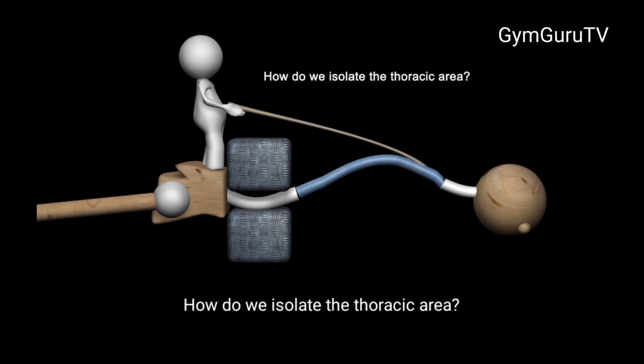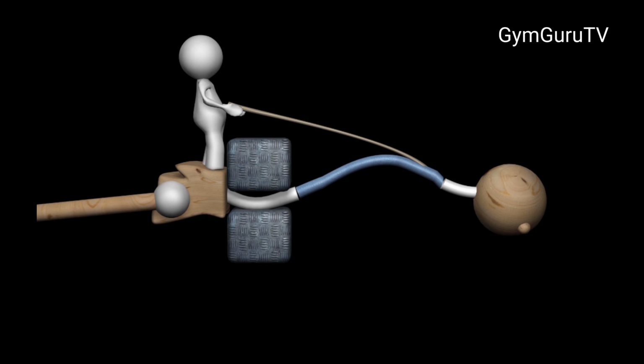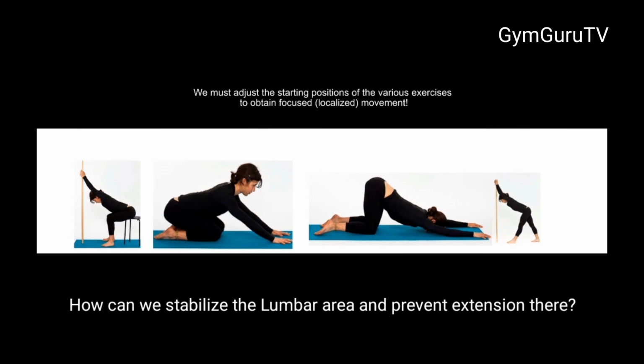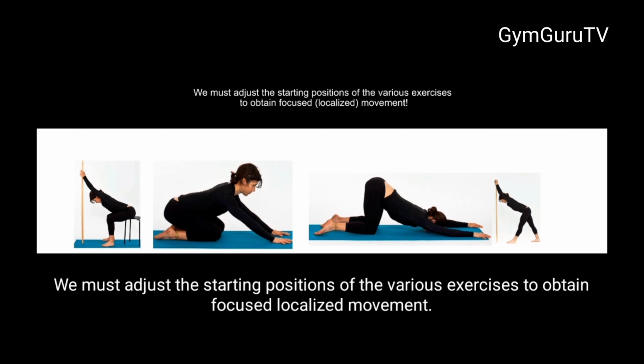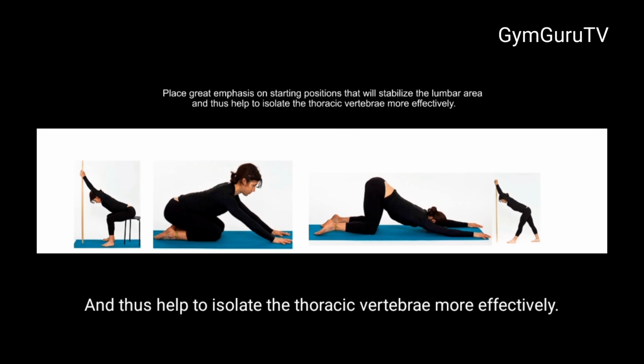How do we isolate the thoracic area? To isolate the thoracic area, we need to stabilize the lumbar area and thus prevent extension in this area. How can we stabilize the lumbar area and prevent extension there? We must adjust the starting positions of the various exercises to obtain focused, localized movement. Place greater emphasis on starting positions that will stabilize the lumbar area and thus help to isolate the thoracic vertebrae more effectively.